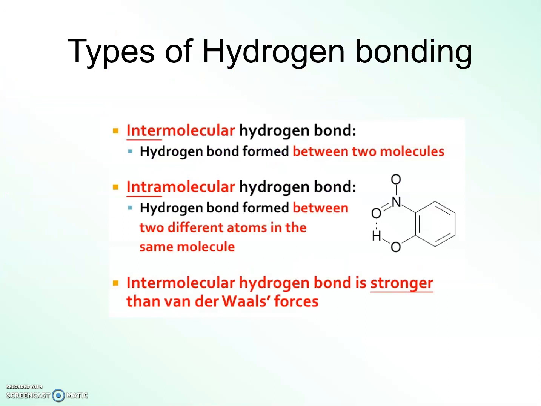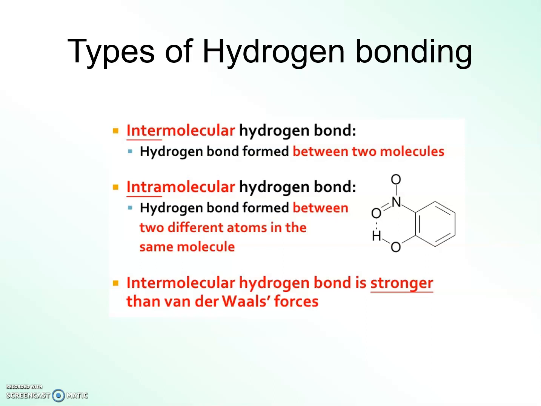So, okay. The next topic is types of hydrogen bonding. Hydrogen bonding is categorized into two types: intermolecular hydrogen bonding and intramolecular hydrogen bonding. What is the difference between intermolecular and intramolecular? Let us have a look at the intermolecular. If a hydrogen bond exists between two molecules having a highly electronegative as well as an electropositive element, that we call an intermolecular hydrogen bond.